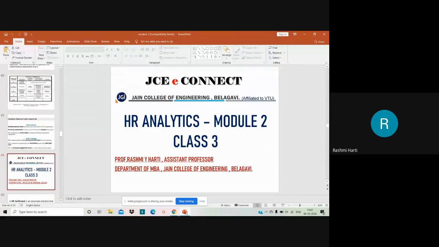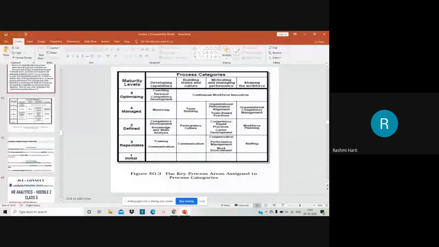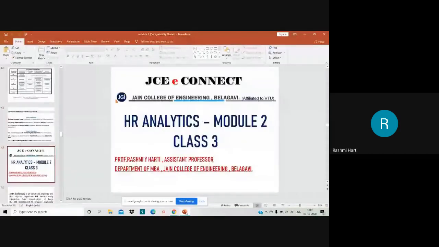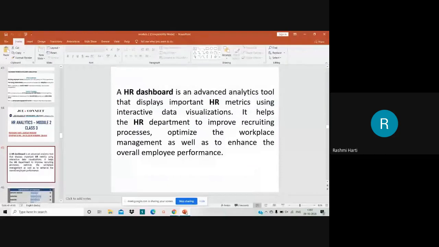Okay, let us start with the next class of Module 2 HR Analytics. We have already seen the first part of it. We have already seen the process of it, the levels. So let us move on to the HR dashboard here.